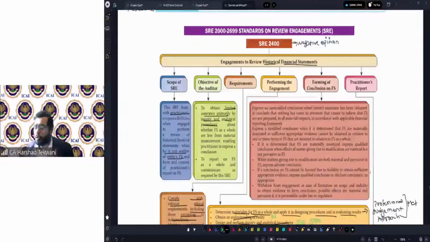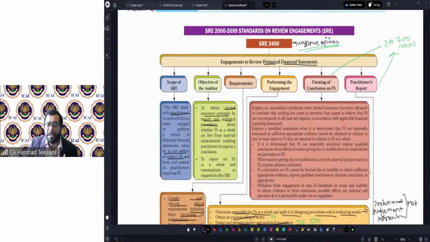Now, forming of conclusion on FS. Forming of conclusion is simply nothing but your SA 700 series and the practitioner reports. Application of SA 700 series for a review of financial statement items or review of financial statement engagement. As I told you, we are issuing an opinion over here, but a limited assurance opinion. And as a limited assurance opinion, we have to say it's a negative opinion. So how are the words? The words say that nothing has come to our attention that causes us to believe that the FS are not prepared in all material respects in accordance with the applicable financial reporting framework. So we modify the sentence in a negative form to make it a limited assurance opinion.